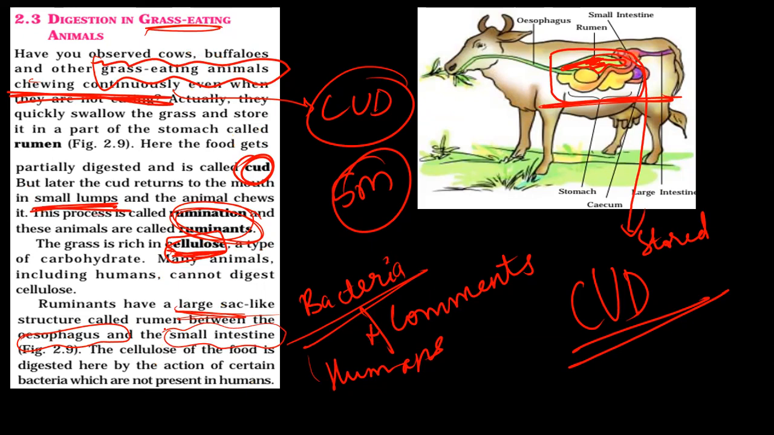And this is done by the action of certain bacteria, which are not present in humans, and they store it in a part called rumen, part of the stomach, where it is partially digested into cud. And then this cud comes in small lumps into the mouth, which they keep chewing, and later they swallow and digest this. I hope you all understood the digestion in grass-eating animals. Let's move forward to amoeba.